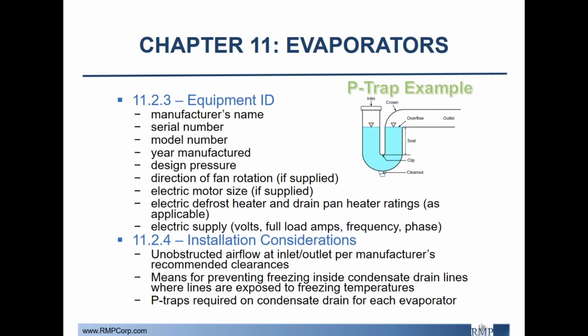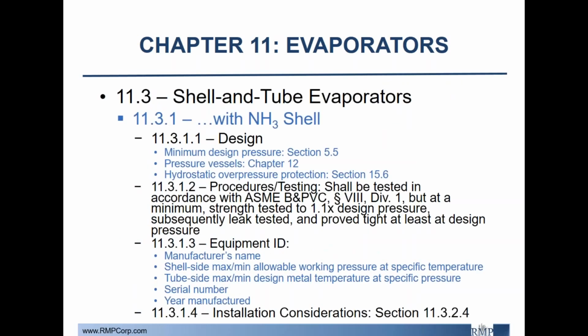Also, P-traps are required in the drain line for each evaporator. This is to prevent warm air from migrating to the condensate drain pan connections and creating frost. So again, a lot of protections on the evaporators to make sure there's no freezing or frost within the unit that can cause damage.